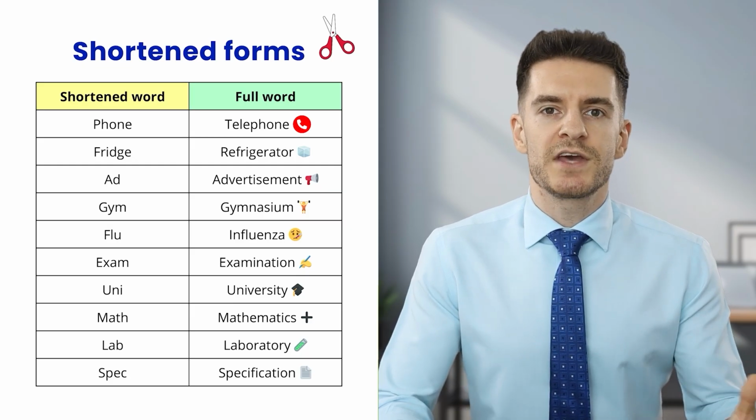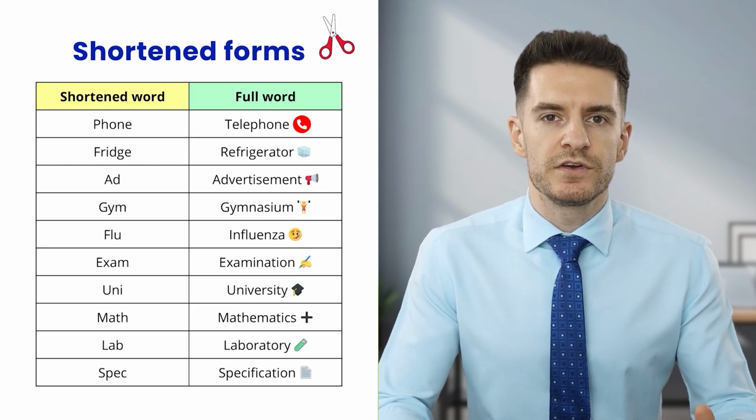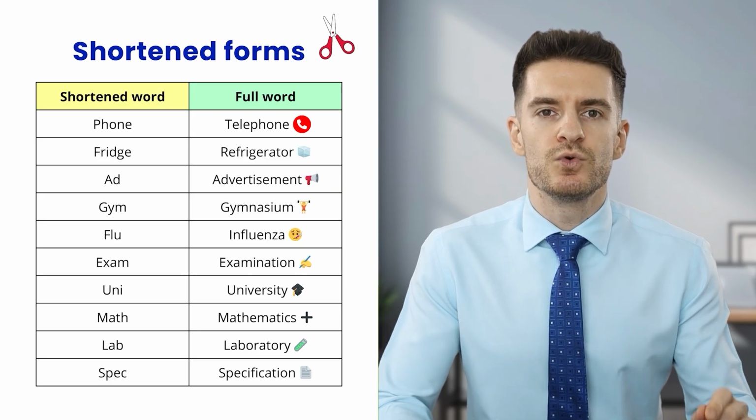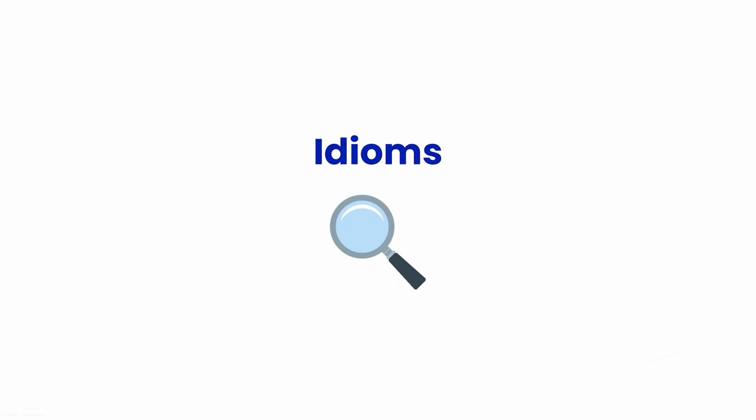Now, please note that you can say the shortened forms in IELTS speaking, but for IELTS writing, you should be writing the full words. The next type of vocabulary you should avoid is idioms.